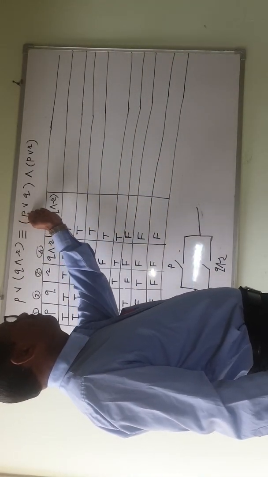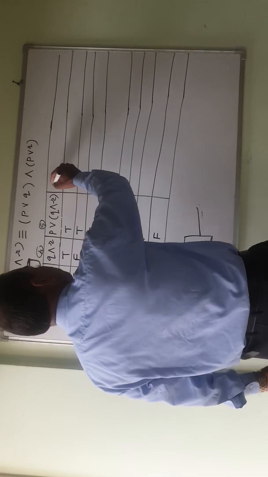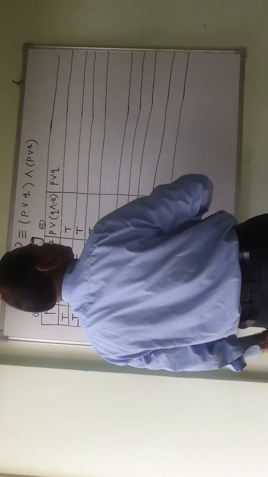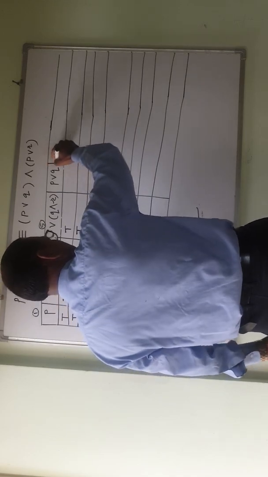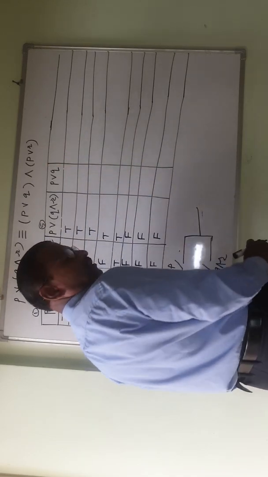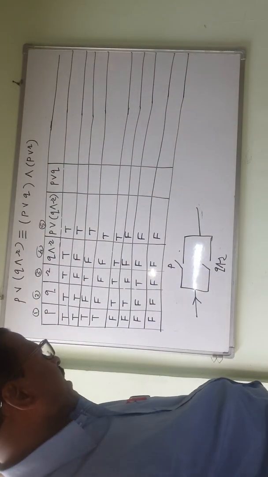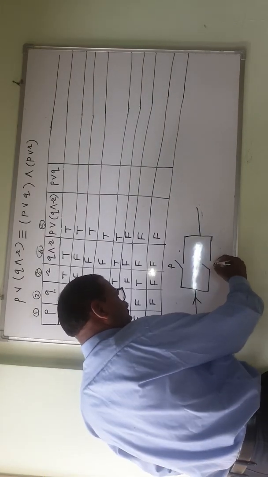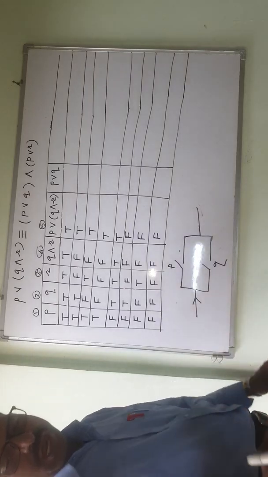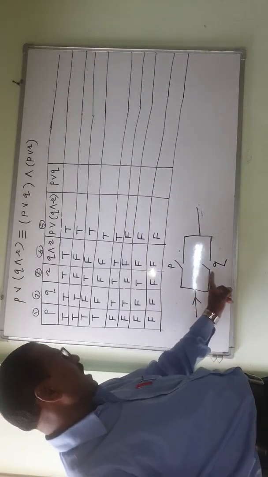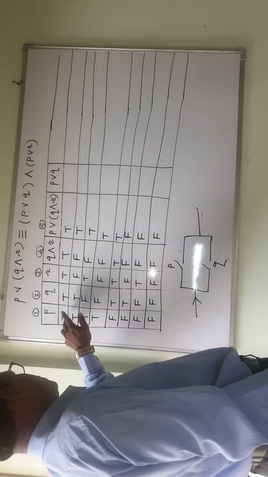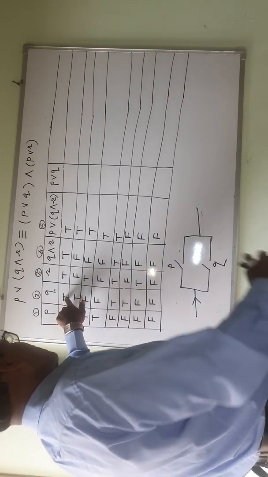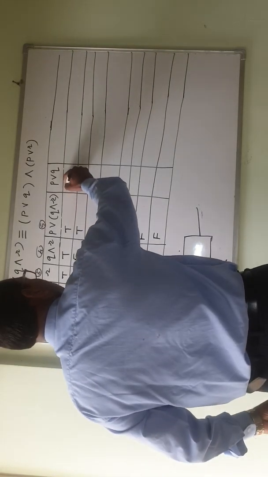Now I will find P or Q. I will make the circuit P and here, OR means parallel, here it should be Q. So I have to see the switch P and switch Q. P switch, Q switch. They are in OR, means parallel, both are true, so this is also true.